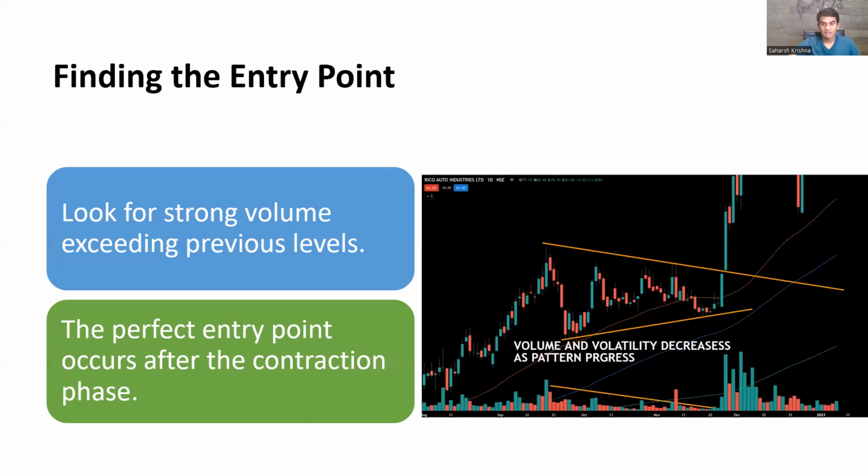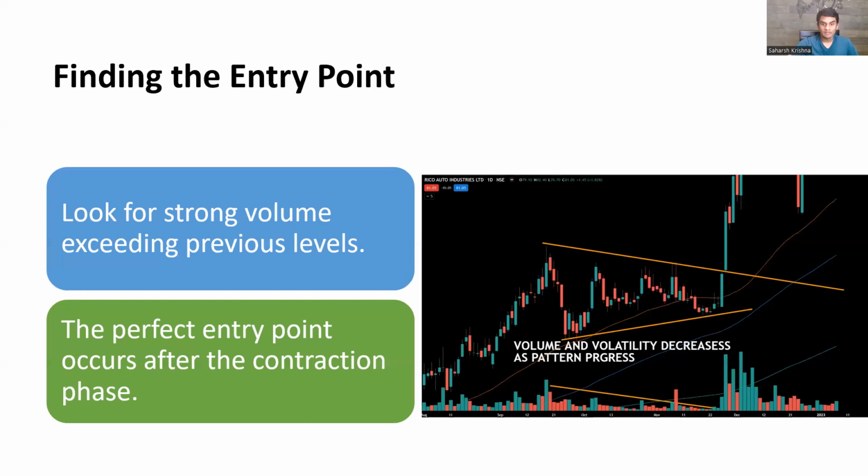Only enter your position after the volume spike. Do not anticipate the breakout too early. Entering as volume surges gives an optimal entry. This aligns you with the emerging trend right away. Volume analysis identifies a prime trade entry.